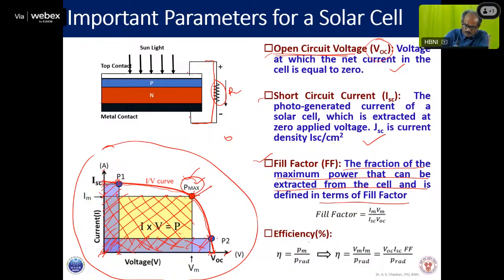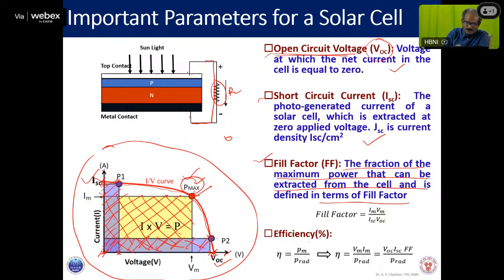So as we saw, ideally what we want is, at VOC, ISC current. We know our solar cell can give the current; it has a capacity to give current equal to the short circuit current. We also know it has a capacity to give a voltage with the value VOC. What we want is, at VOC voltage, ISC amount of current. So that will be the maximum theoretical power possible.